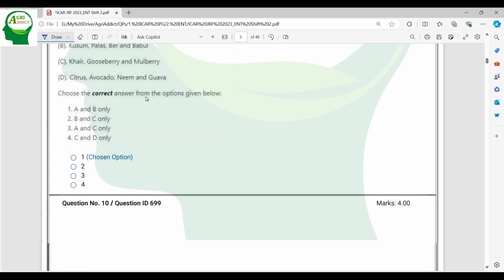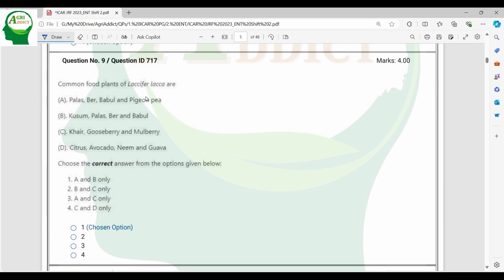The next question is, common food plants of Laccifer lacca, or the lac insect, are Palash, Bear, Babul, Pigeon Pea. Yes, it is correct. Kusum, Palash, Bear, Babul. Yes, it is also correct. Khair is correct, but mulberry and gooseberry are not that common a food plant for Laccifer lacca. Citrus and avocado are not. So A and B only, option A, is the correct answer.